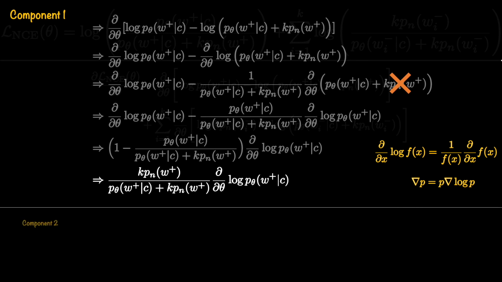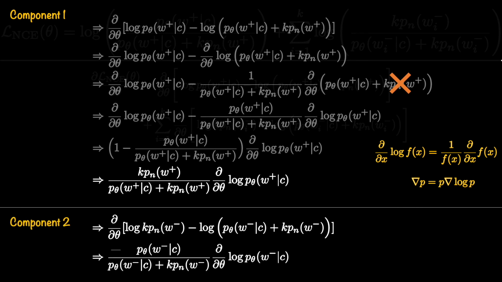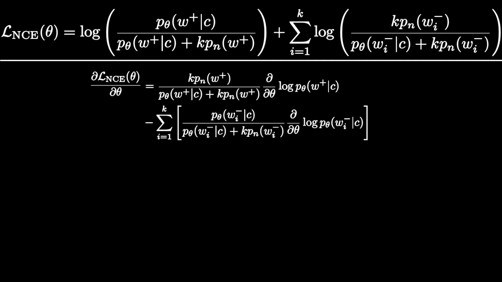For component 2, the steps are more or less the same. You are going to use these same two identities to come to this simplified expression. And now we can have this final expression for the derivative of our loss function.